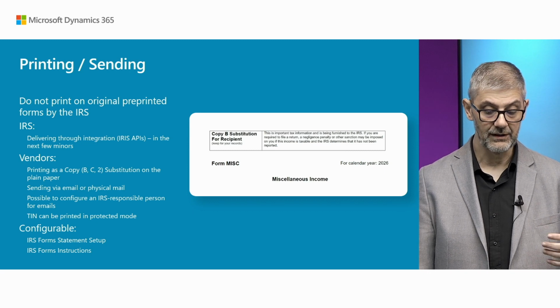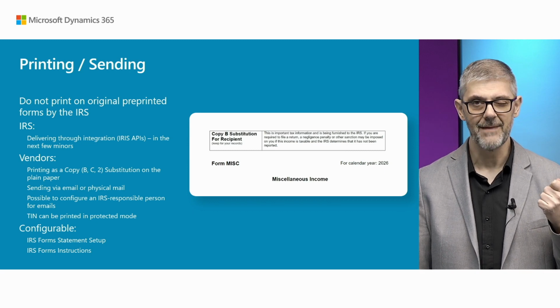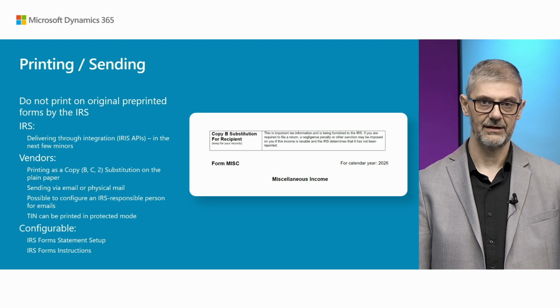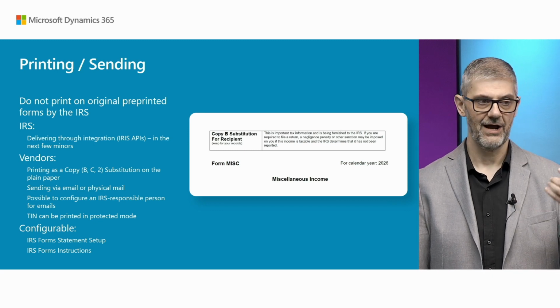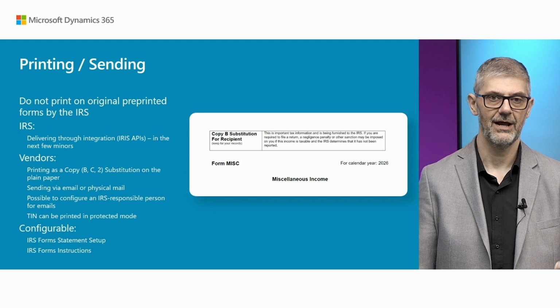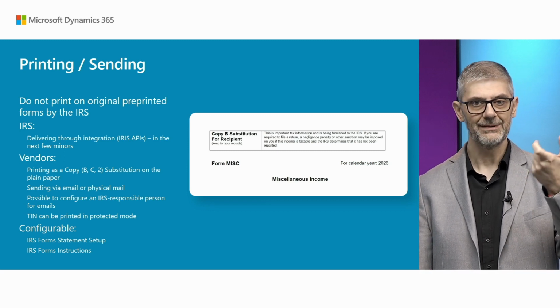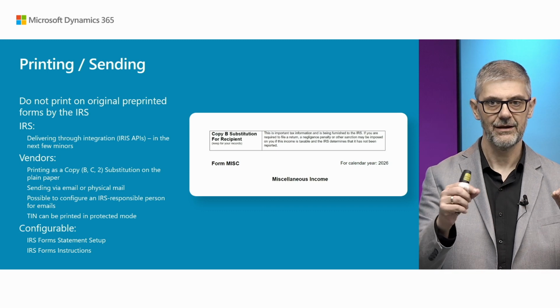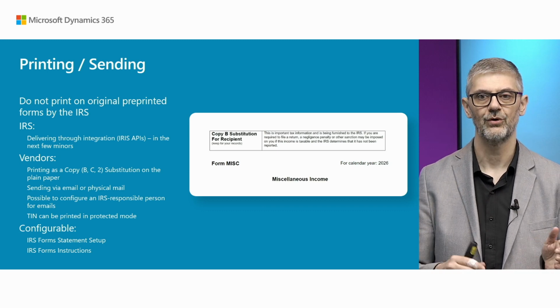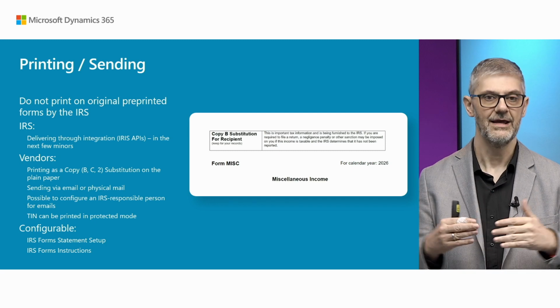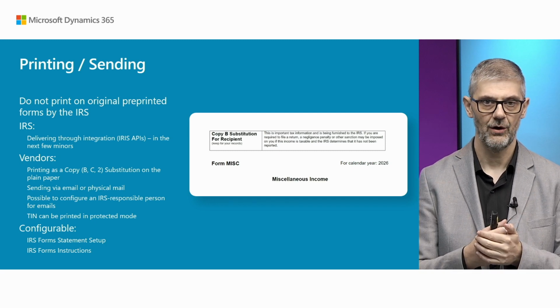You can configure an IRS responsible person for emailing. This is important. We can use the standard vendor email, but if you have, for example, a commercial email for this vendor and you want to send to a different email, now you can enable different emails, so you can have an IRS responsible person for email, so you can send directly to this person. It will be much easier to have an additional option for sending.